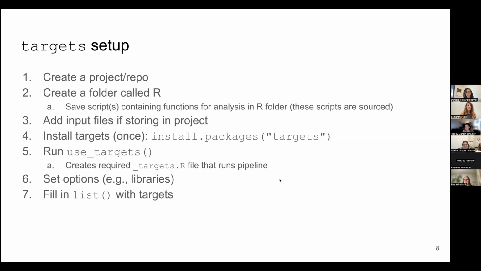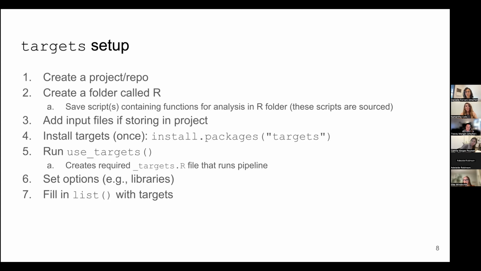So I'm going to walk through this, get out of the presentation a little bit. Setup is basically: within that project, you create a folder called R. This is the folder where you'll be saving scripts containing functions that you need for your analysis, and targets is going to source these scripts. Add your input files if you're storing them in the project. You don't have to. In the project I'm working in, we don't store any inputs in the repo, so we don't do this step.